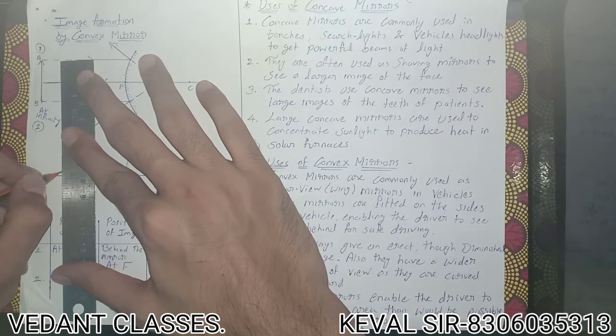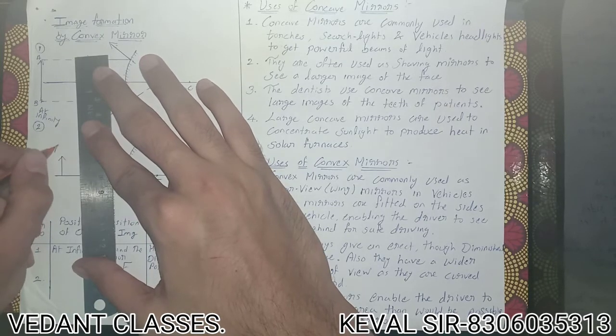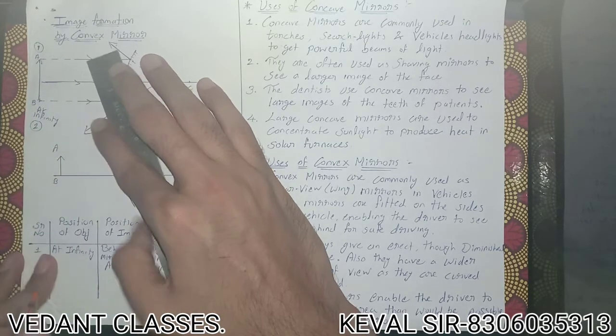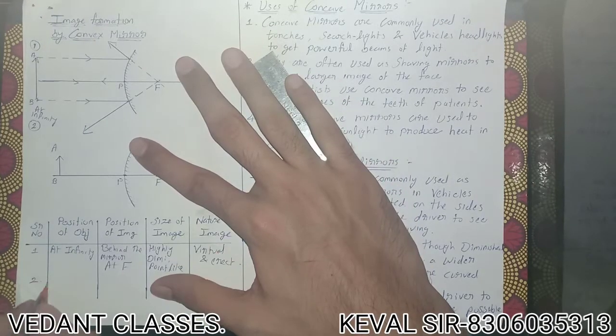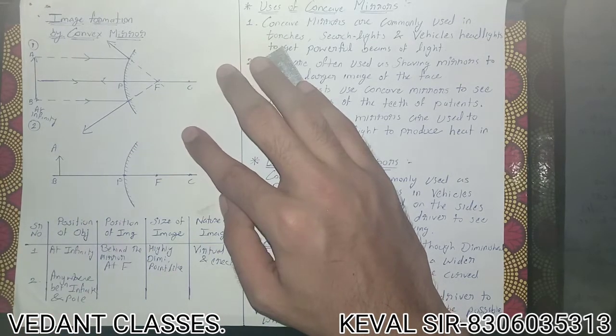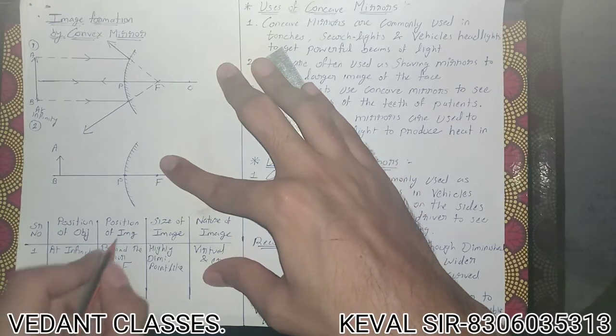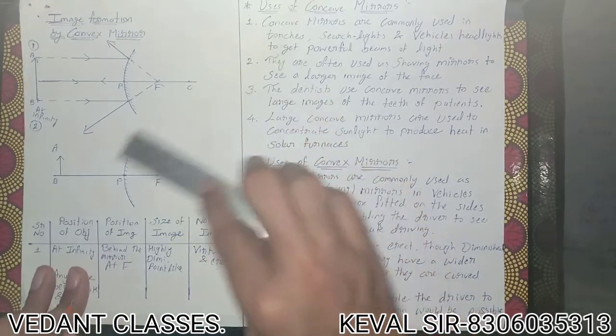We are having an object somewhere over here, AB. So here the position of image will be like this. You can write anywhere, okay, anywhere between infinity and pole. You can place it anywhere between the infinite and pole. So let's locate the position of image.